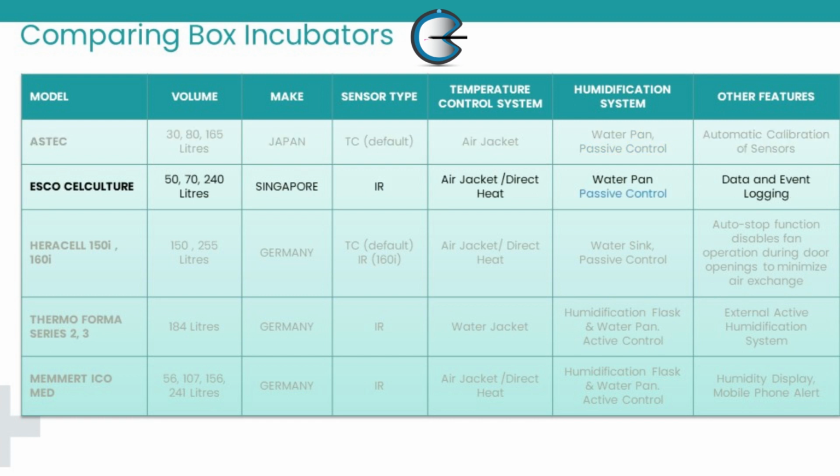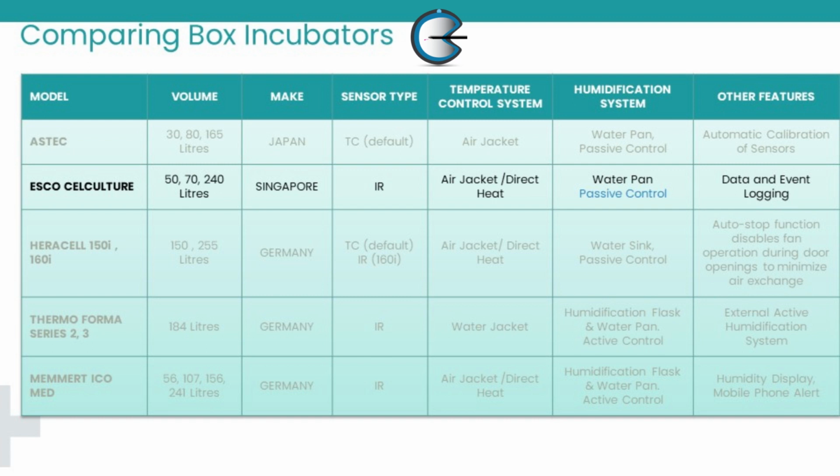The next one that we will be looking into is Esco. Esco again brings smaller sizes, with 50 liters as the smallest size, made in Singapore. The type of sensor is the IR sensor, and the temperature control is the direct heat or air jacket system. It again has passive control with the presence of a water pan.